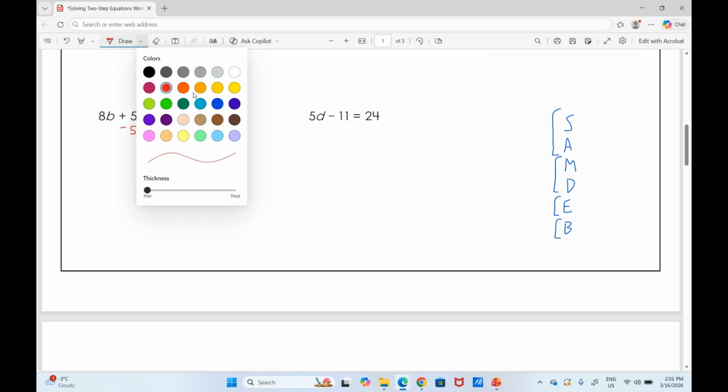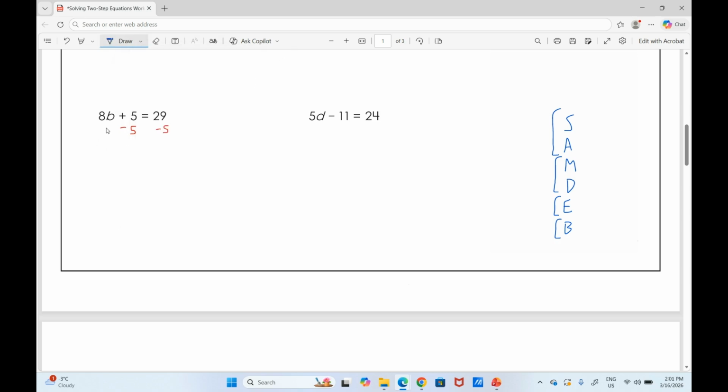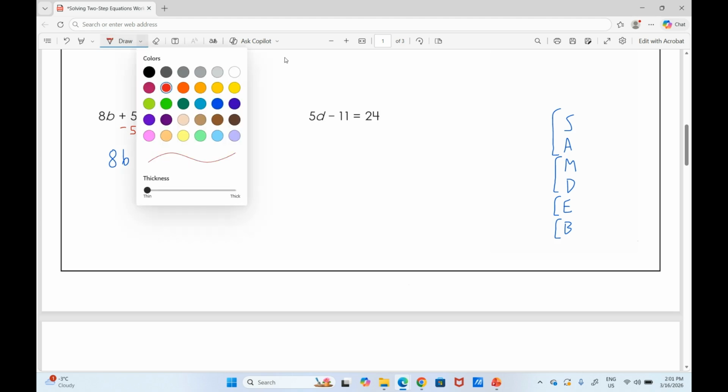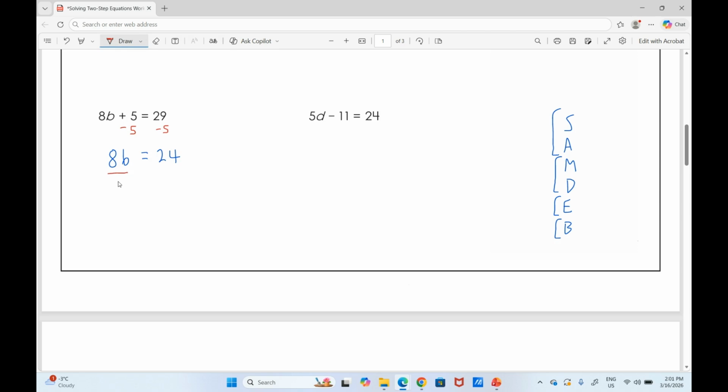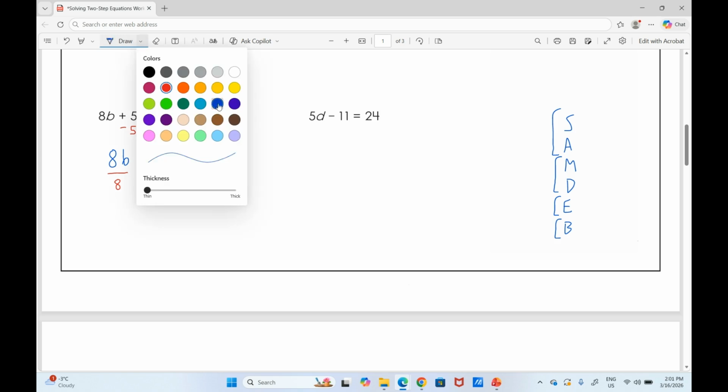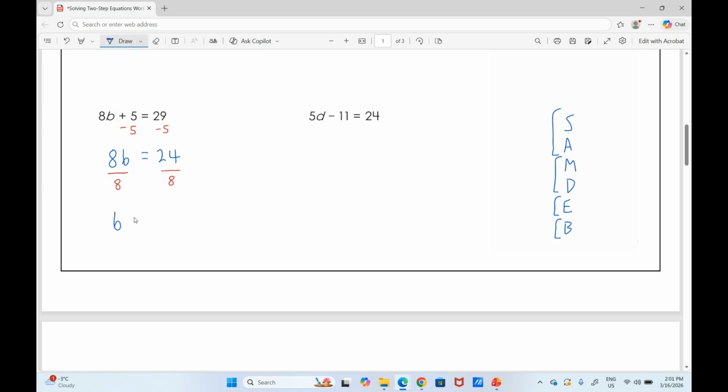Now, upon taking away 5, all I have left on this left side should be 8b, right? 8b plus 0, which is just 8b. On the right side, I have 29 minus 5, which is 24. Now, I only have b times 8, so I'm going to undo that. I'm going to divide both sides by 8. Upon doing so, I have b on one side by itself, and 24 divided by 8 is going to be 3. So b equals 3.